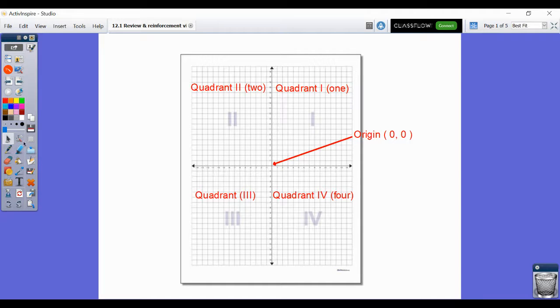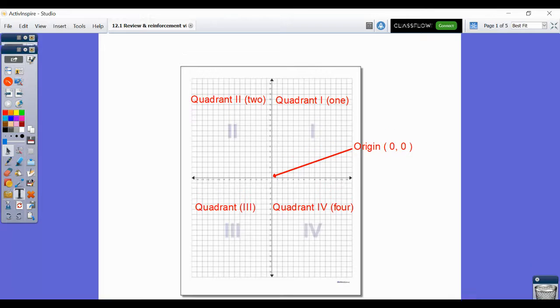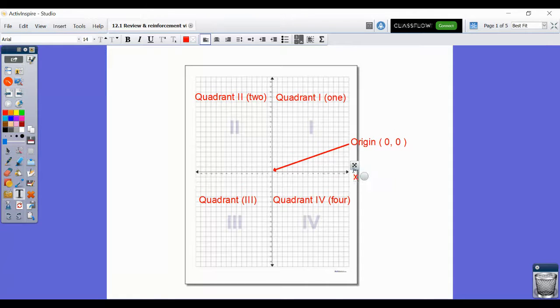Well, let's take a look at our coordinate plane here. We have our x-axis here, so let's go ahead and type that in. So this is our x-axis, and up and down this is our y-axis. So our x-axis goes right to left, our y-axis goes up and down. Our origin is in the center at 0, 0.